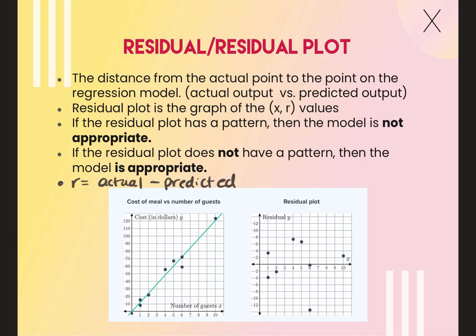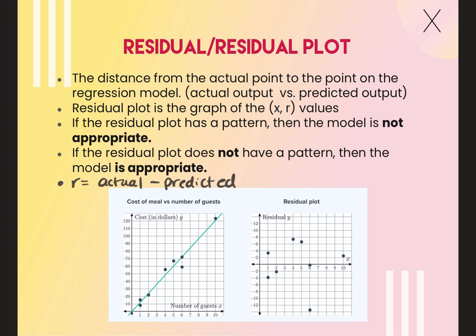So what are we in 2.6? We bring in what is called a residual plot. A residual is the distance from the actual point to the point on the regression model. So a residual plot is used to compare our predicted model with our actual data. If the residual plot has a pattern, then the model is not appropriate. And if it does not have a pattern, then the model is appropriate.